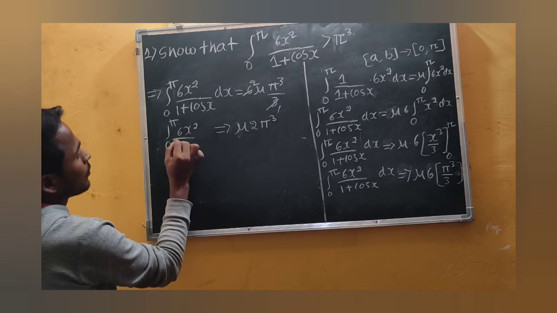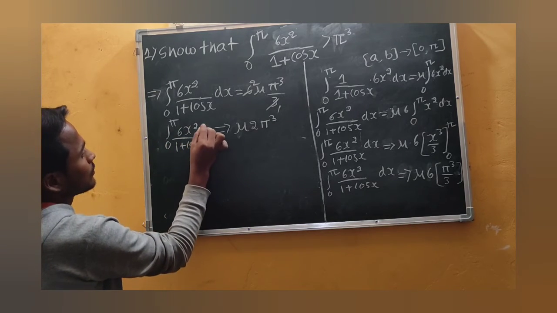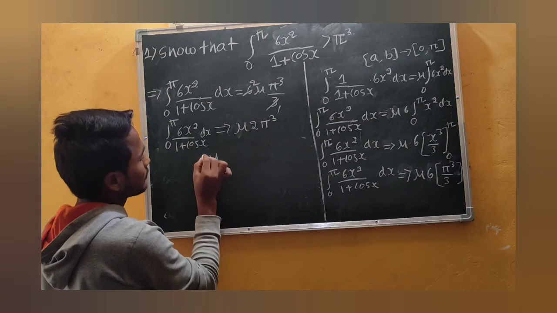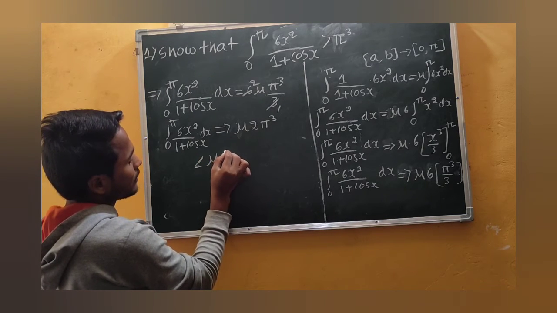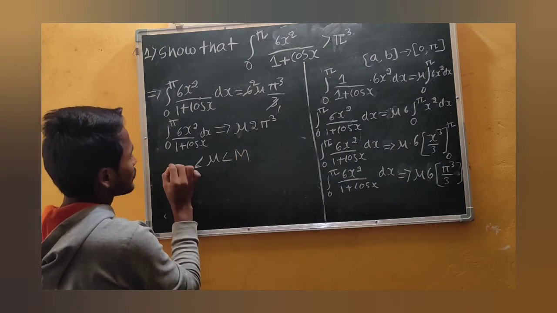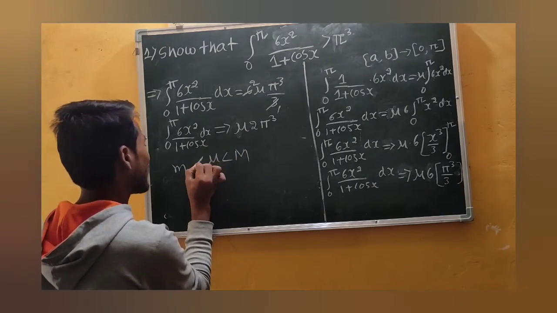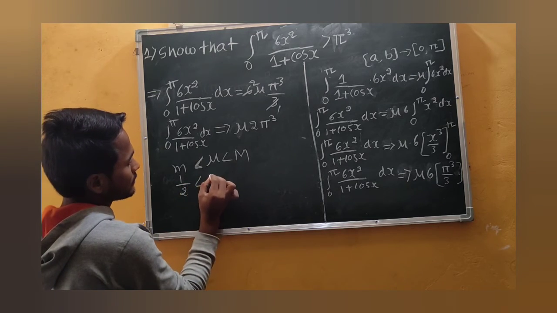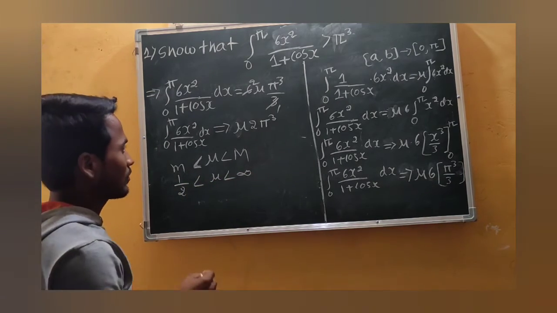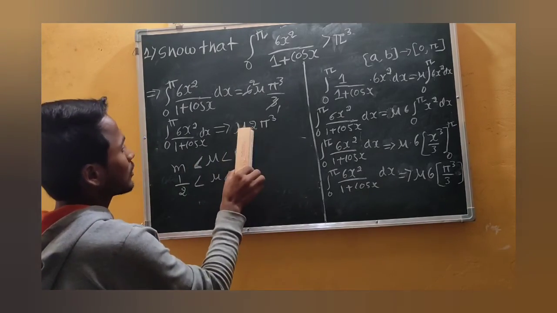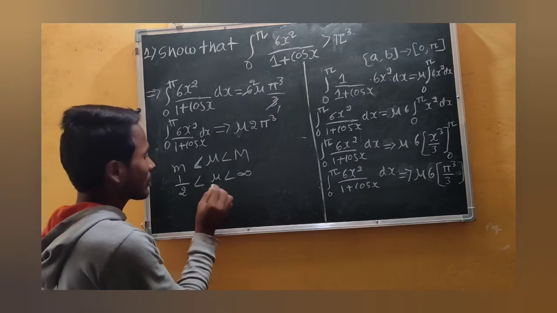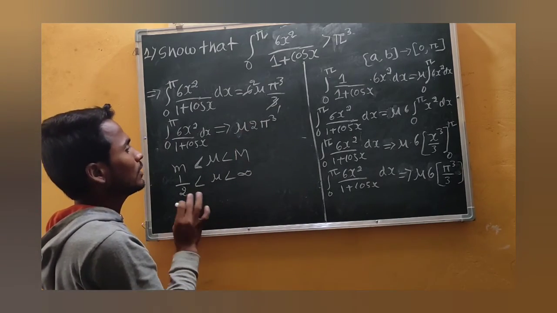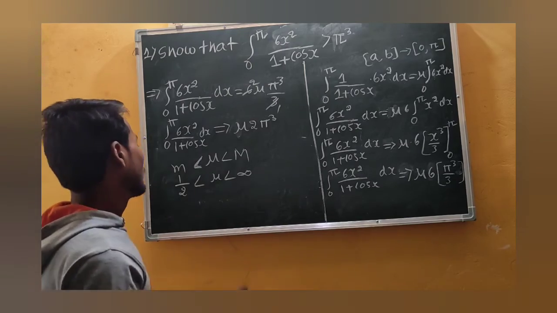So integration 0 to pi 6x square divided by 1 plus cos x dx. Here mu lies between capital M and small m, the supremum and the infimum. The infimum gives 1/2 and the supremum gives infinity. Since mu lies between them, this applies on both sides: 1/2 and infinity. So mu equal to 2 into pi cube, and multiplying both sides by 2 into pi cube.